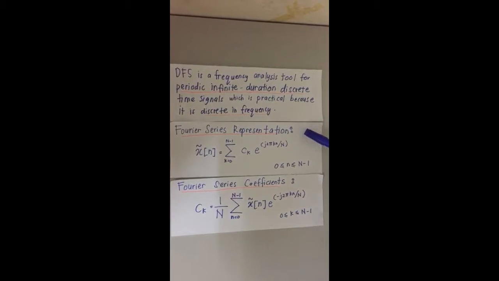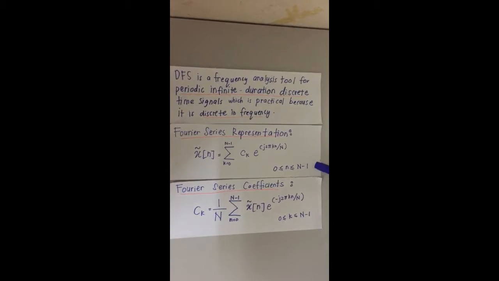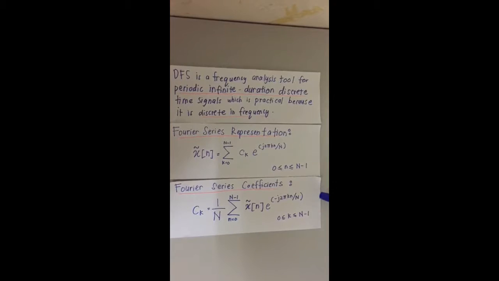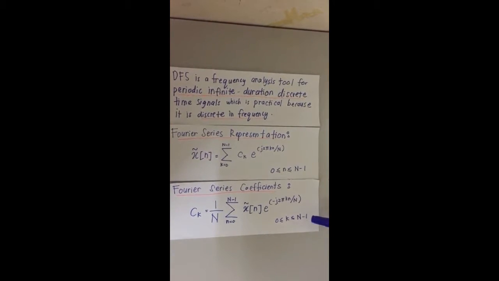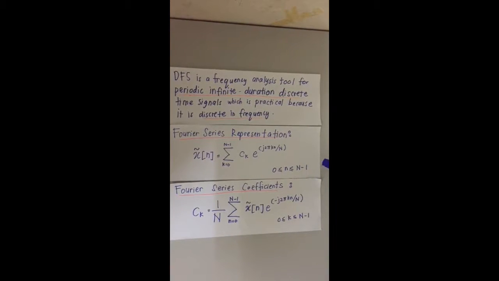First, the Fourier series representation, x of n bar, where n is from 0 to N minus 1, and the second one is the Fourier series coefficient, which is c k. The k is from 0 until N minus 1. x of n bar is for the periodic function.